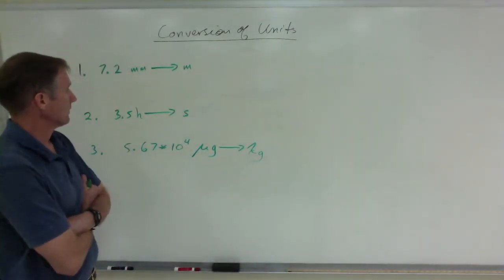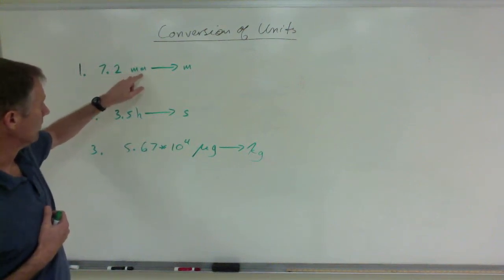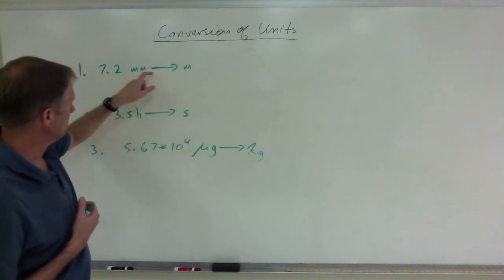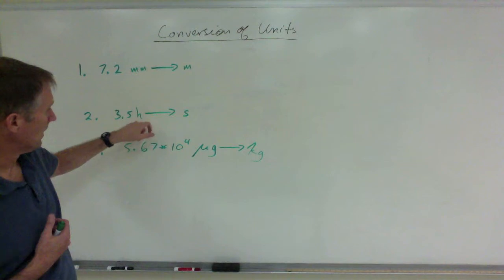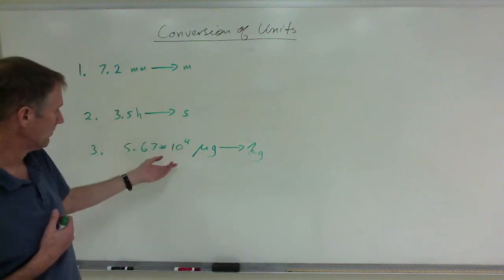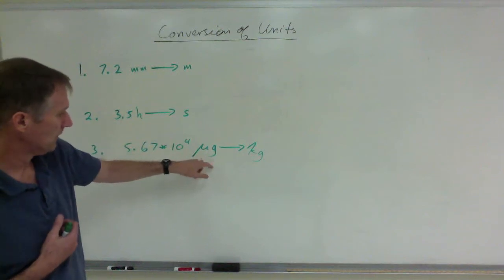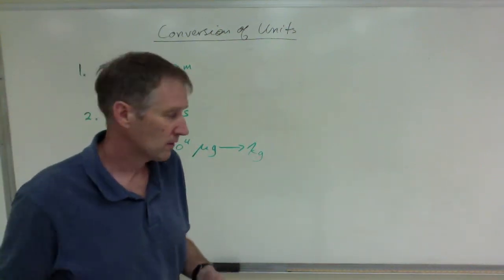You will frequently be given values that are not in your SI base units, such as millimeters when you need to be in meters. Hours for time, you have to be in seconds. I gave you something in micrograms that has to be in kilograms. So how do you convert these things?